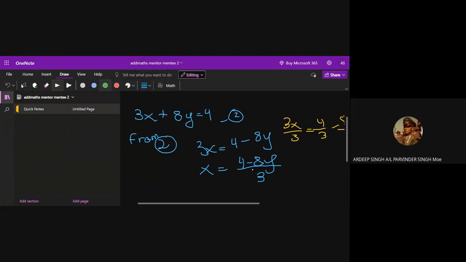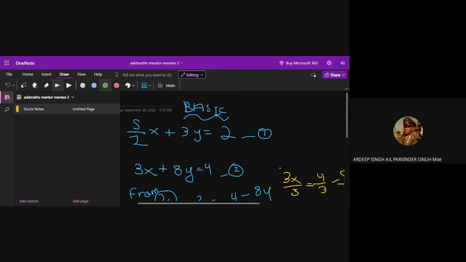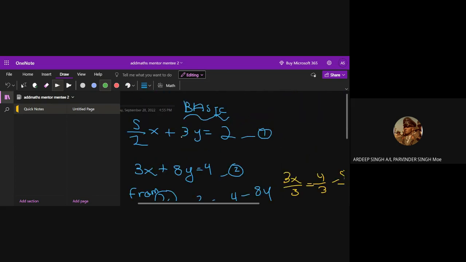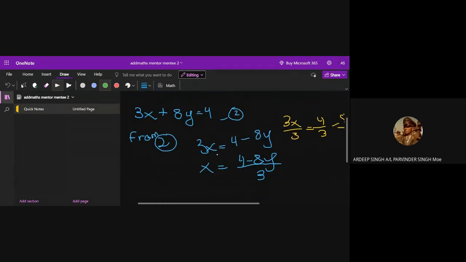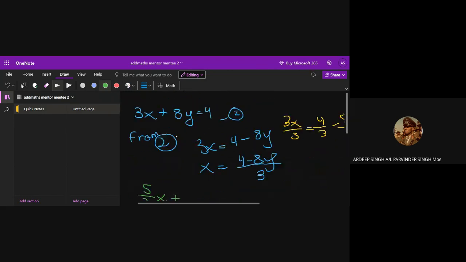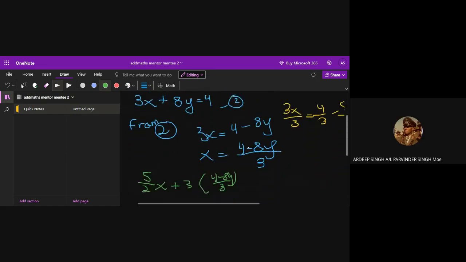Now, from this x equals 4 minus 8y over 3, I know the x value. So I can substitute this x value inside equation 1, the first equation. So we take 5 over 2 x plus 3 times, in brackets, 4 minus 8y over 3, close bracket, equals 2.